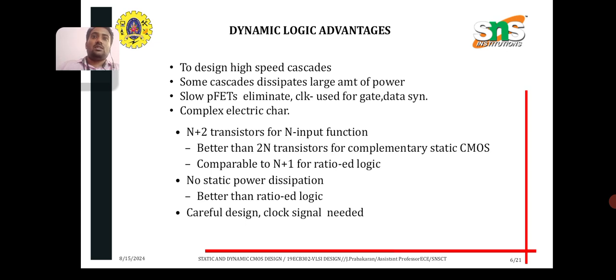Some of the advantages: to design high speed, dynamic CMOS circuits can be faster than static CMOS because they use fewer transistors in the critical path, reducing the overall delay. Power efficiency is the second thing. Dynamic logic can be more power efficient during the evaluation phase since there is no static current flow, though it may require more power during pre-charging.